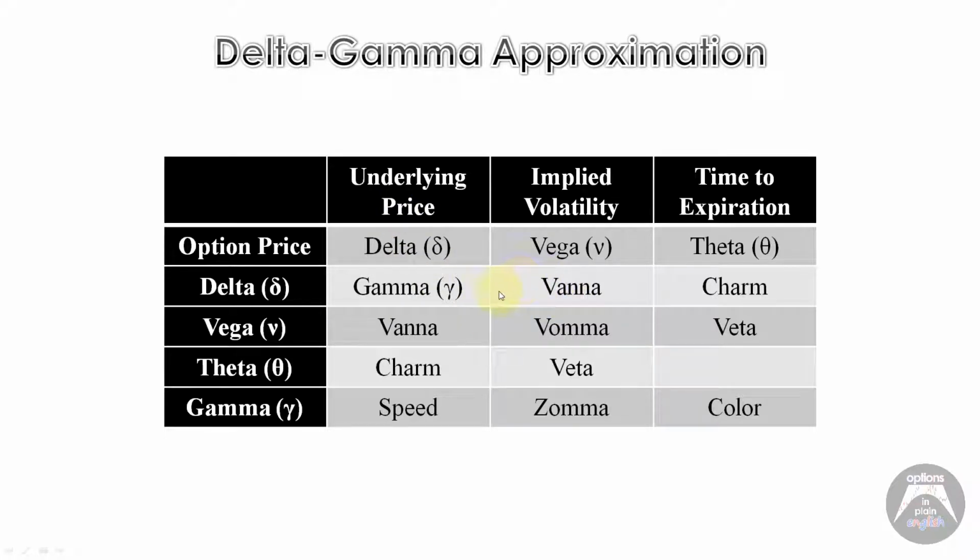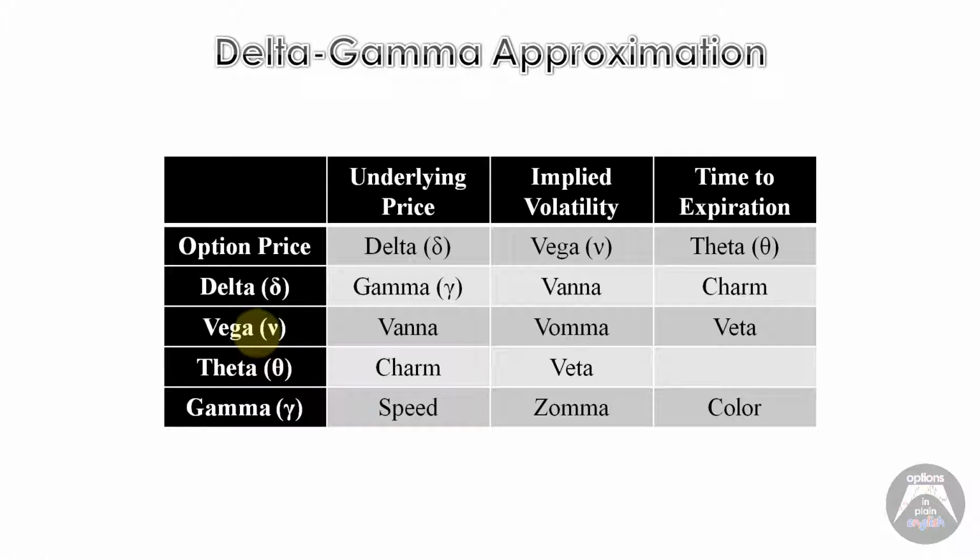Vanna measures how delta changes when implied volatility changes. Charm measures how delta changes when time to expiration changes. This is also called delta bleed. And then the rest of them you have over here: Vanna, Vomma, Veta, Charm, Vera, Speed, Zomma, and Color. These higher order Greeks seldom have any significant effect on profits.